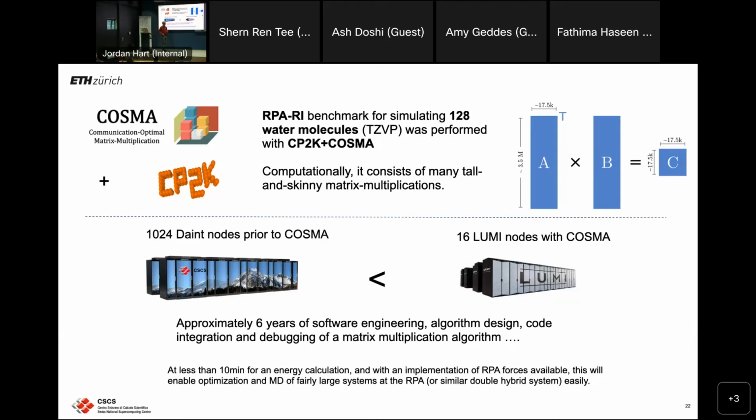Shasta system, Slingshot system. So we are talking about a problem that used 1,000 Piz Daint nodes, 1,000 GPUs, before COSMA. So if we do the communication optimal, it looks better here as well. But this is showing the combination of algorithmic improvements and, of course, the hardware improvements to 16 LUMI nodes, which is 64 GPUs. So this is 1,024 down to 64. That's roughly the speedup that we get.